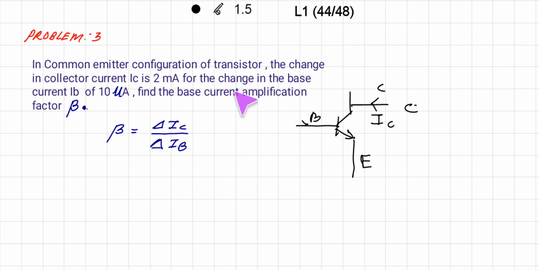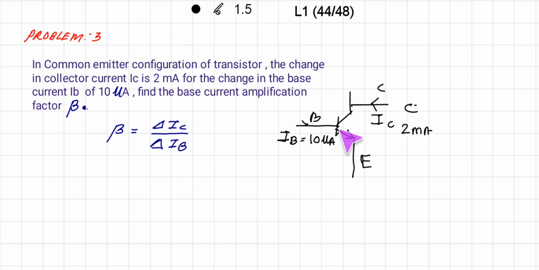For the change in the base current IB, that means when this IB is changed by 10 microampere, the corresponding change in IC is 2 milliampere. So this is the relation. So find the base current amplification factor. So we know that base current amplification factor beta is equal to IC upon IB.